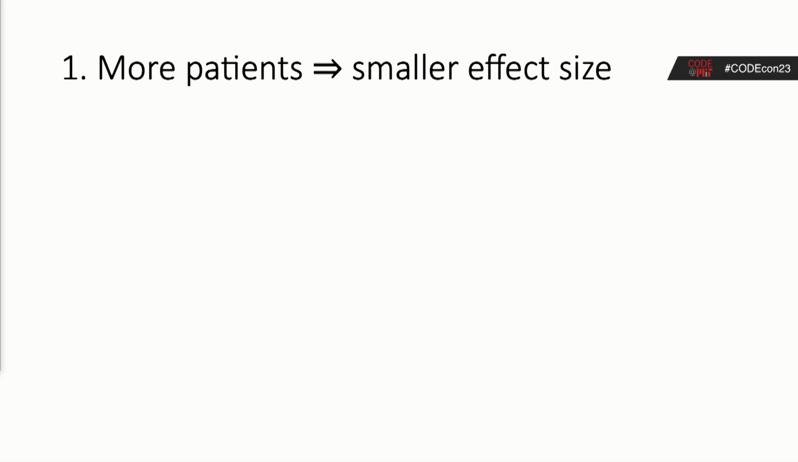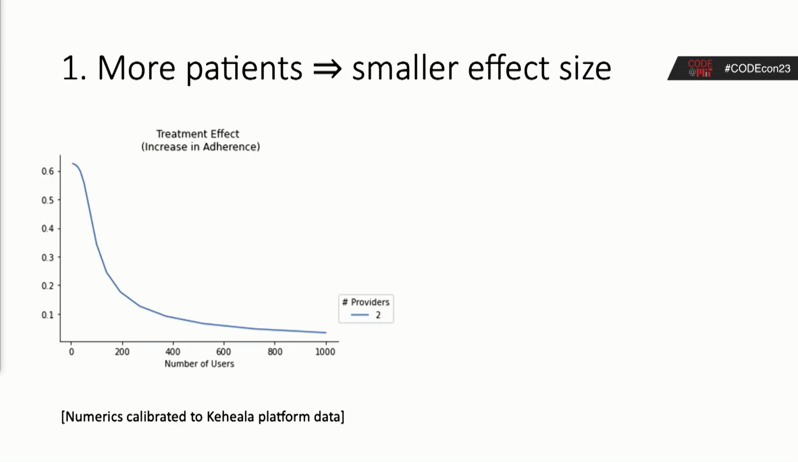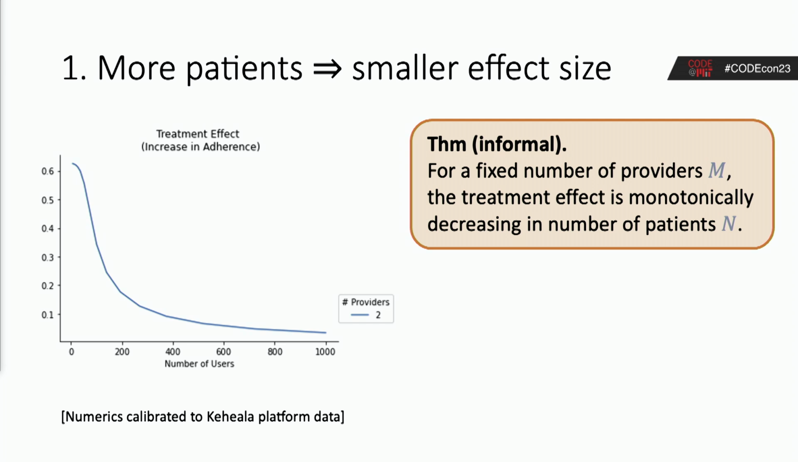Okay, so once we define all that, what does this actually say about our intervention at hand? The first implication that we see is that the more patients you have, the smaller the effect size. We actually find that the effect size looks something like this, where as you increase the number of patients for a fixed number of providers, the effect size will go down. And we are able to prove this. We can characterize exactly what the effect size is.